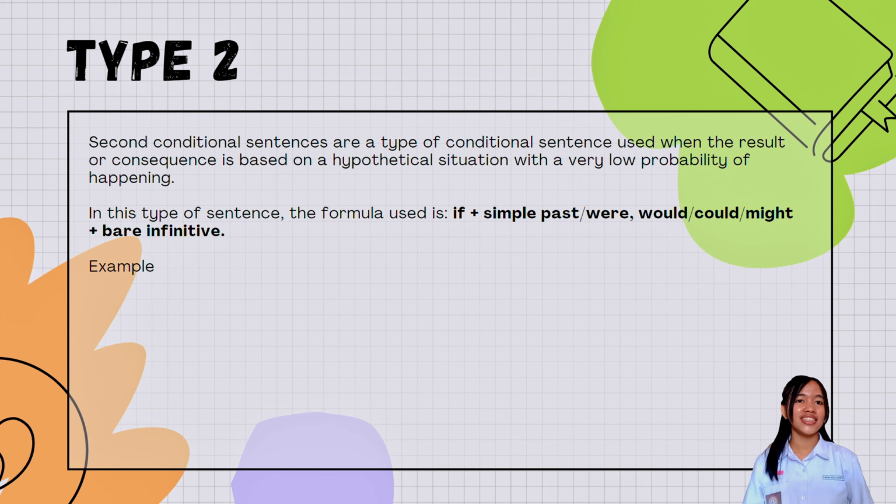The second conditional sentence is a type of conditional sentence used when the result or consequence is based on a hypothetical situation with a very low probability of happening. So, it can be said the second conditional sentence may not necessarily happen, but is still a possibility. In this type of sentence, the formula used is if plus simple past or were, would or could or might plus bare infinitive. The use of would or could or might serves to indicate how likely a condition is to occur. Here are examples of conditional sentence type 2.